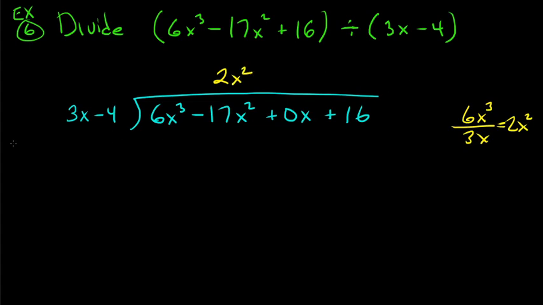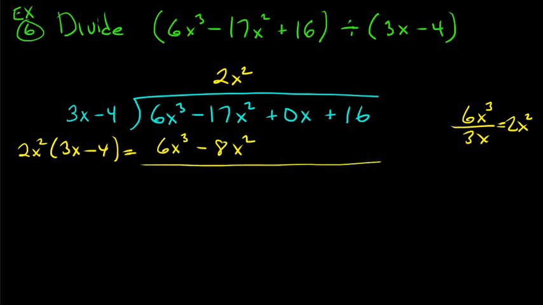All right, step 2, multiply 2x squared times 3x minus 4. And you should get 6x cubed minus 8x squared. Flip the signs and add. So when we add, we get 0x cubed, and then we're going to get negative 9x squared. All right, so that was step 3, but that's just round 1, right? So now for round 2, oh, I forgot to bring down the 0x and the 16.